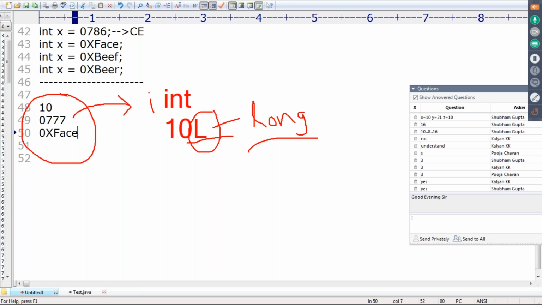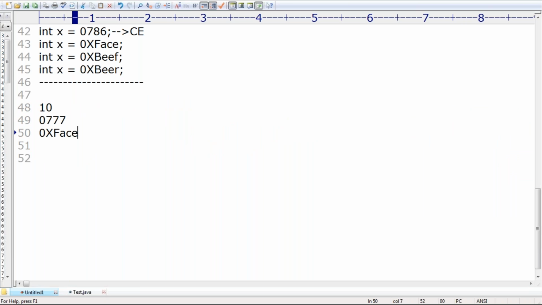Sir, if any number ends with L, by default it is treated as what? Long type. For the certification exam, more concentration is required in this area. Whatever I covered up to this is nothing, but from now onwards it is very important, so for the next half an hour please concentrate more. So 10L is the long type. Clear? Is any explanation required up to this?